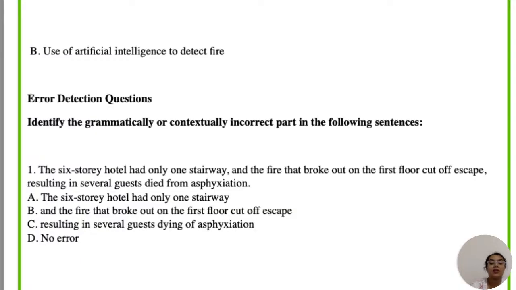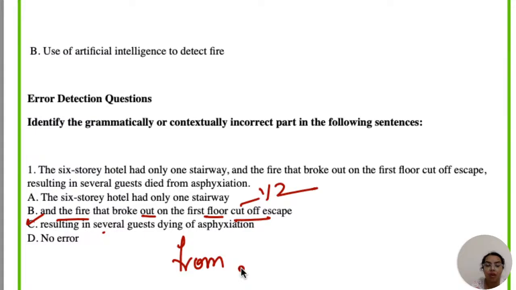Okay. Please understand now, this is a very interesting question. The answer to this is C, resulting in several guests dying from. The six-story hotel had only one stairway, and the fire that broke out on the first floor cut off this escape, resulting in several guests dying from. Cut is verb second form.